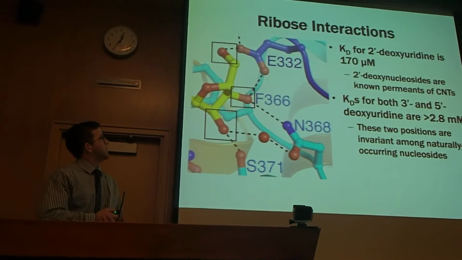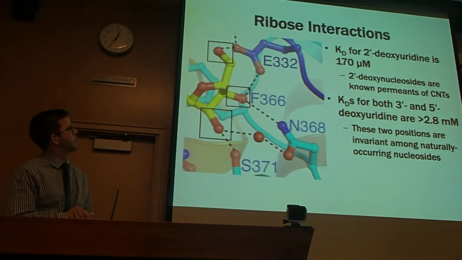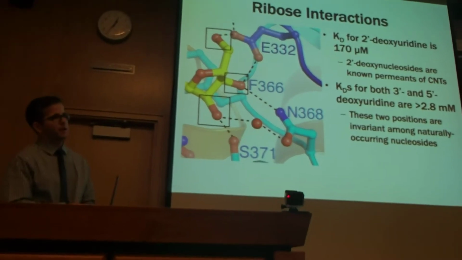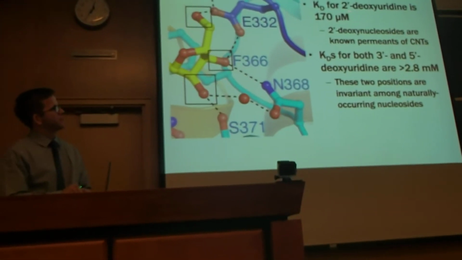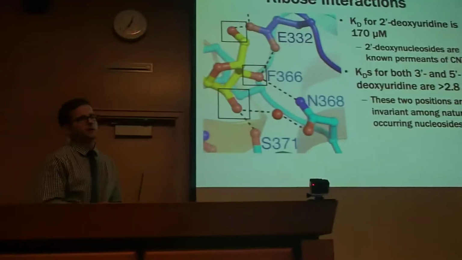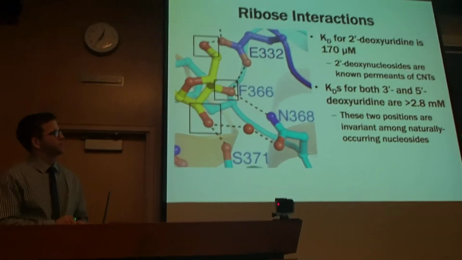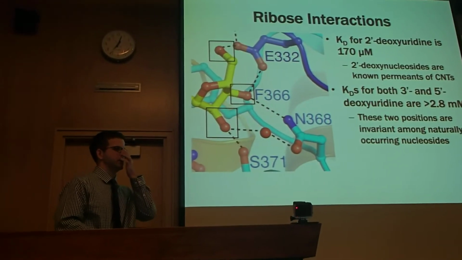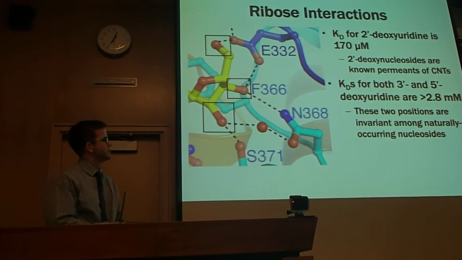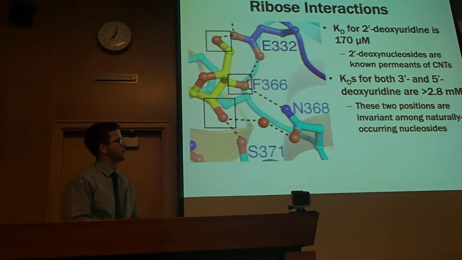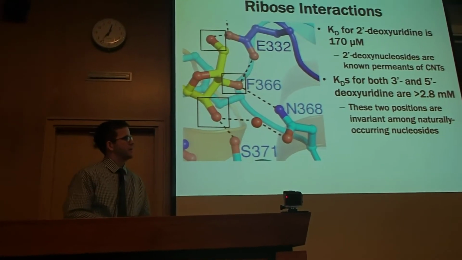Now looking at the ribose interactions, we wanted to probe all of the interactions with the hydroxyls of the ribose by measuring binding affinities for uridines from which the hydroxyls have been removed. So we measured the KD for 2' deoxyuridine to be 170 micromolar, which is a modest loss of binding affinity, which is kind of expected since 2' deoxynucleosides were previously known to be permeants of human CNTs. We also measured KDs for both 3' and 5' deoxyuridines and found them to be almost immeasurable, in the 3 millimolar range. And that also makes sense since those two positions are invariant among naturally occurring nucleosides.